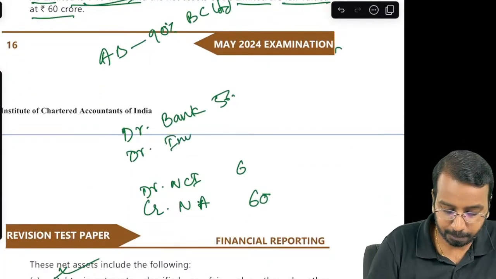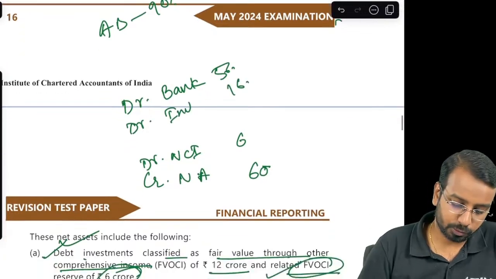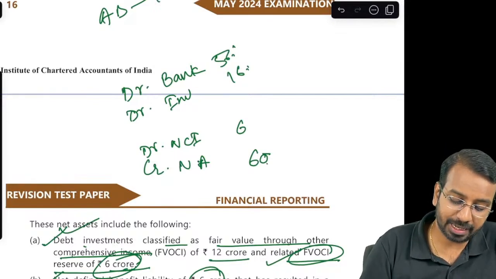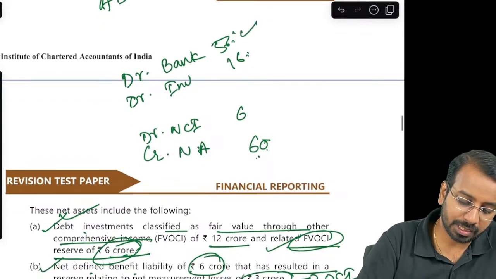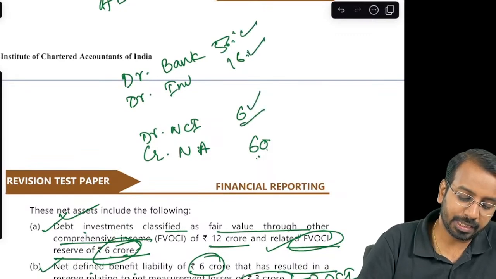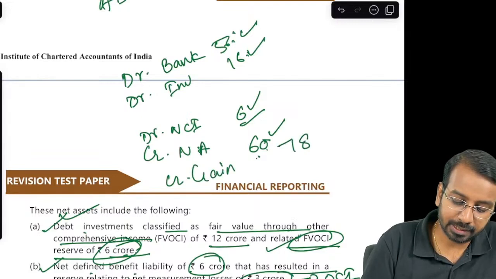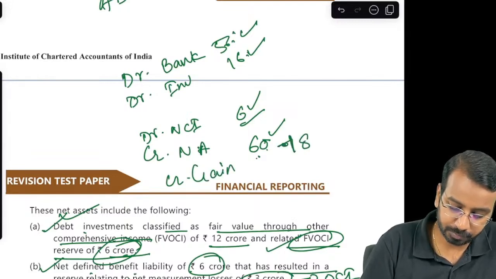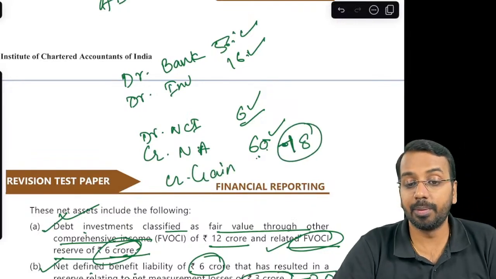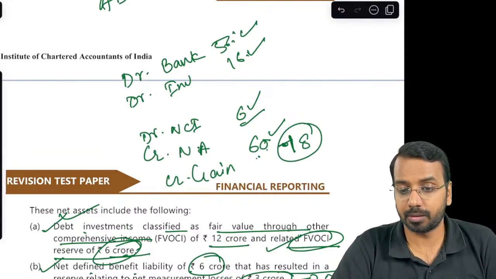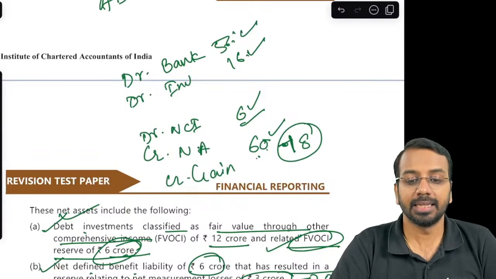Debit, investment 16 crores. So basically if you see, 56 plus 16 plus 6, that is 78, minus 60. Gain is how much? 18. Okay. So gain of 18 will be recognized at the time of disposal of the subsidiary or loss of control of the subsidiary. Then what you will do?